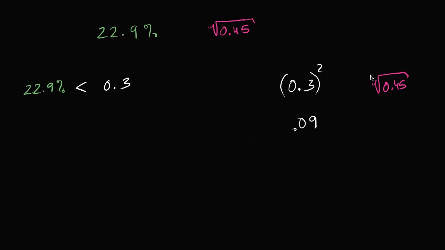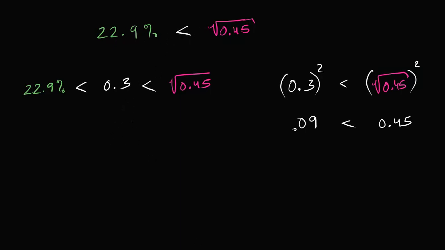And if you were to square this over here, what's that going to be? Well, that's just going to be 0.45. So 0.09 is clearly less than 0.45, or 0.3 squared is clearly less than the square root of 0.45 squared. And so we know that 0.3 is going to be less than the square root of 0.45. And so now we can say that 22.9%, if it's less than this and this is less than this, well then 22.9% must be less than that.